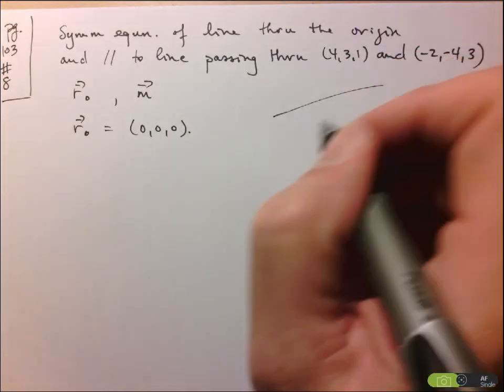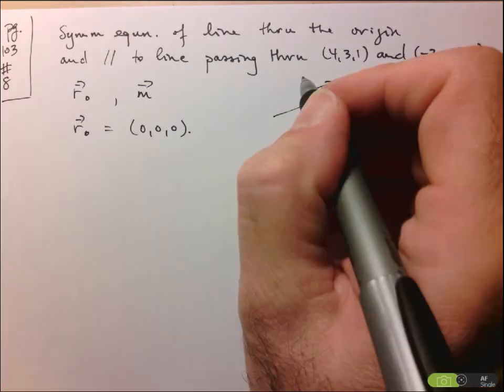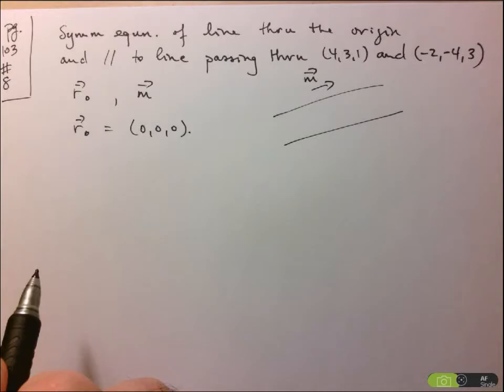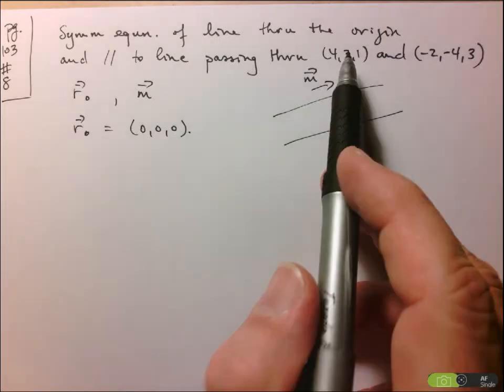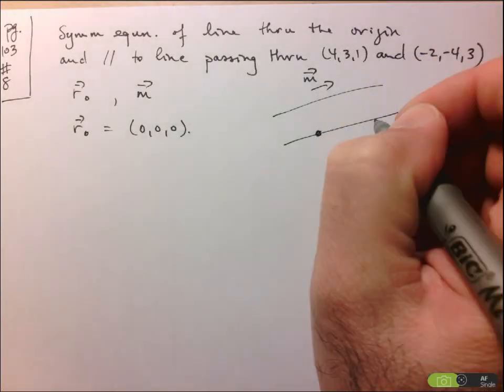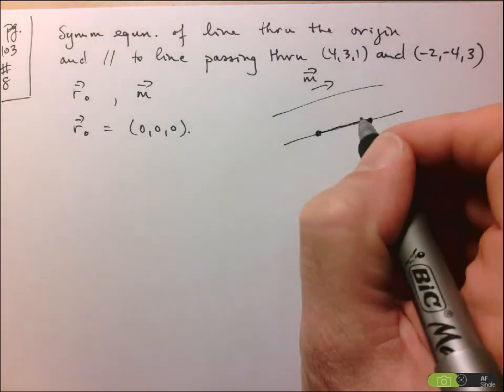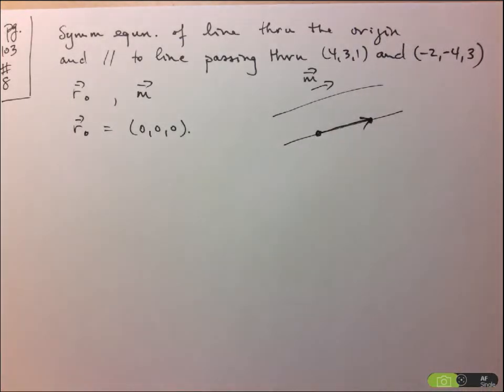Now, if 2 lines are parallel, it means they can be described using the same direction vector. So if I find the direction vector for that second line, I'll have the same vector that I can use for the first line. And since I'm given 2 points on that other line, I know that I can create a direction vector just by subtracting those 2 points to get the vector that joins them.